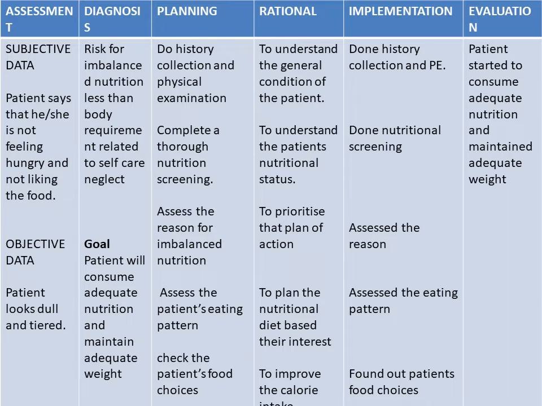Then after that you can write the rationale to prioritize the plan of action. So based on the reason only, you can prioritize or make the plan of action. Then in the implementation column you can write: assess the reason, and you can write the reason in your implementation column. Then the next planning is to assess the patient's eating pattern.